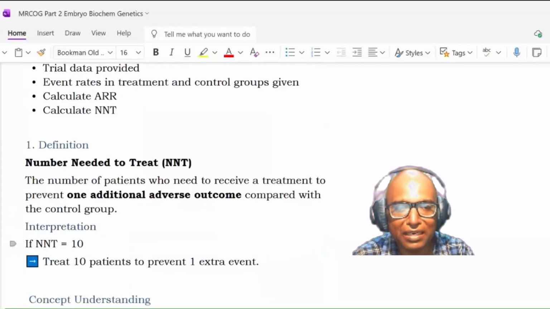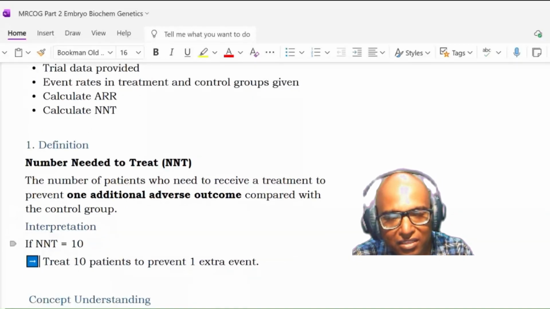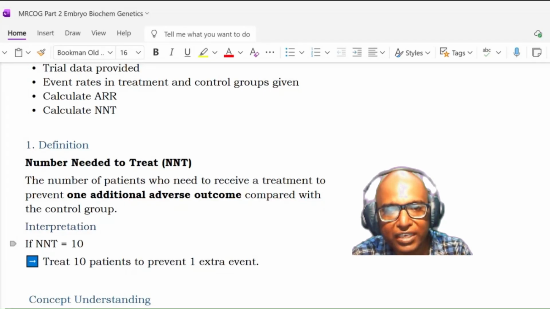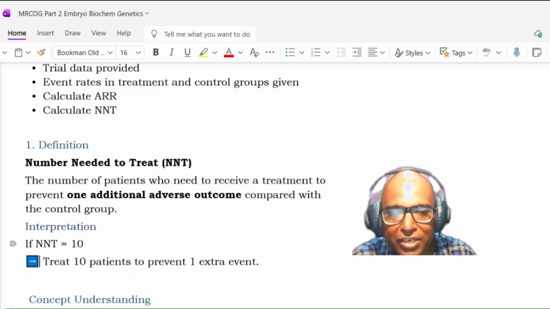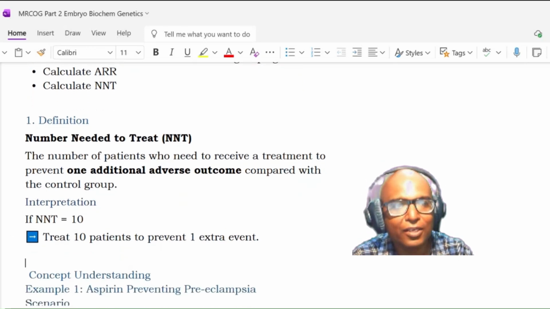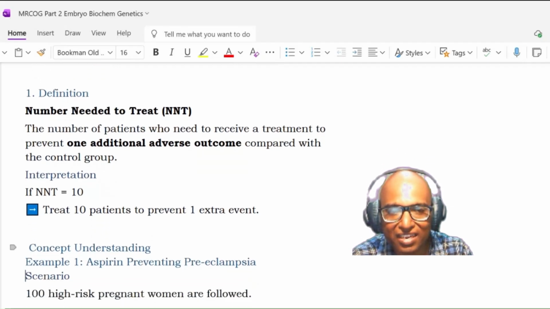So what is the number needed to treat? It is the number of patients who need to receive a treatment to prevent one additional adverse outcome compared with the control group. If the NNT is 10, that means you have to treat 10 patients to prevent one extra event.